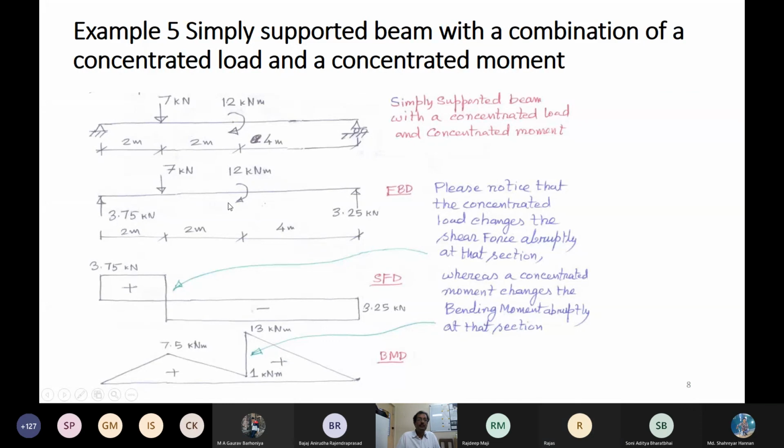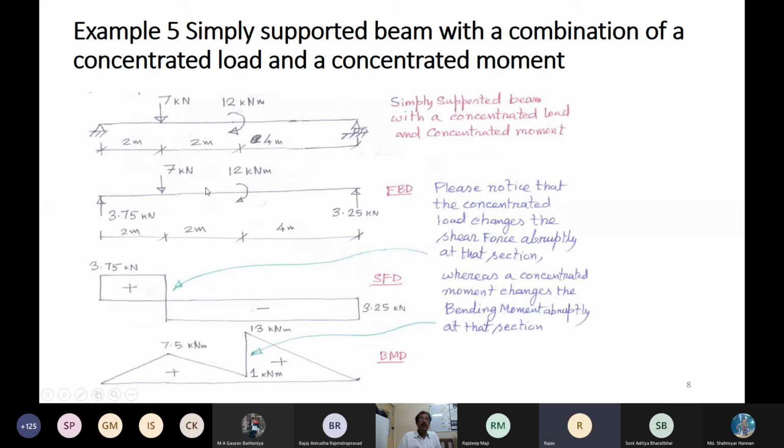Sir, but here we are getting x2. If we don't put it as x2 plus x. You see, if you cut it here, you will automatically get a minus 3.25. So it is here minus 2. It is minus here. Sir, for moment, for BMD.